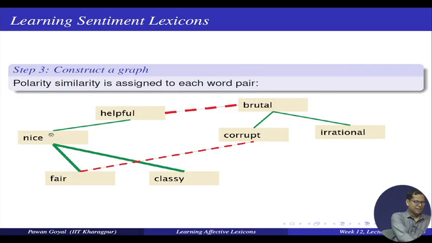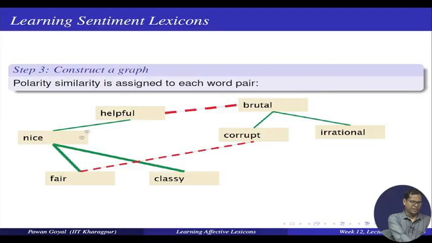You find that nice and fair occur with some connectives. So that's why there is an edge, a green edge. They are appearing with a connective like and. That means same polarity. Similarly here, nice and helpful occur with the connective and, nice and classy occur with the connective and. Fair and classy do not occur together, okay, but that may not be required.